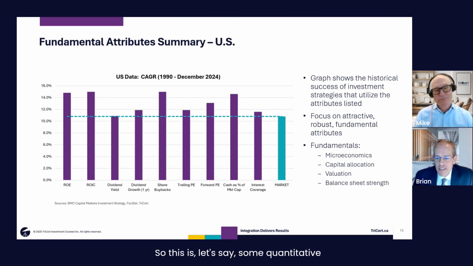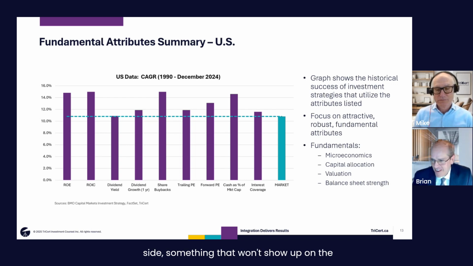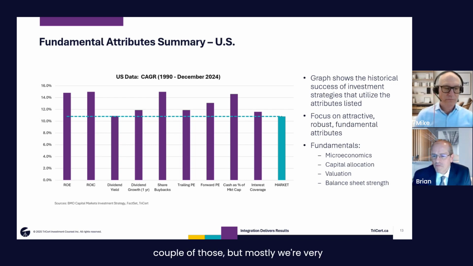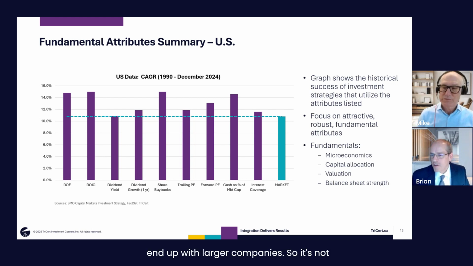So this is some quantitative data or attributes of the kinds of companies that we would seek out when we're trying to find a new company to invest in, or that reflect the companies we already own. I might just point out something on the qualitative side that won't show up on the chart. Mostly we're very attracted to resilient businesses. When you look at companies whose revenues survive world wars and recessions, oftentimes their revenue line is very diversified, which tends to end up with larger companies.